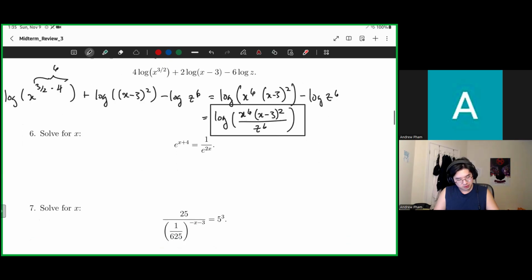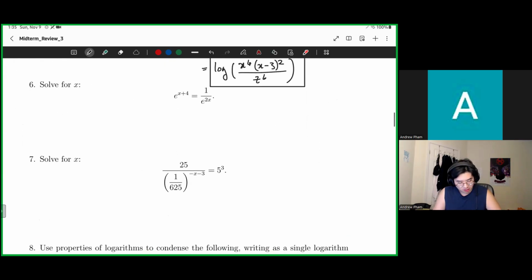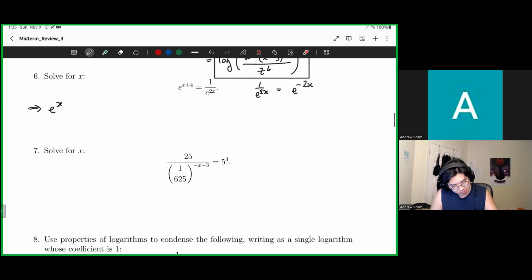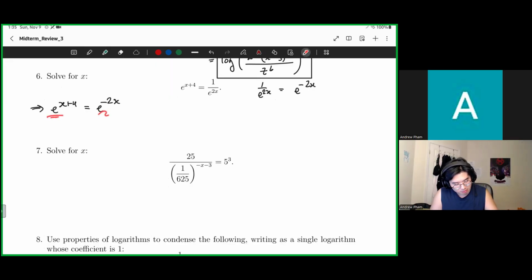So that is 5. 6 is solving an exponential equation. I have e to the x plus 4 is equal to 1 over e to the minus 2x, or 1 over e to the 2x. But notice that 1 over e to the 2x is equal to e to the minus 2x by your reciprocal rule for exponents. So your equation becomes e to the x plus 4 is equal to e to the minus 2x. And notice I have the same base now. If I have the same base and different exponents, that means I have to set the exponents equal to each other.